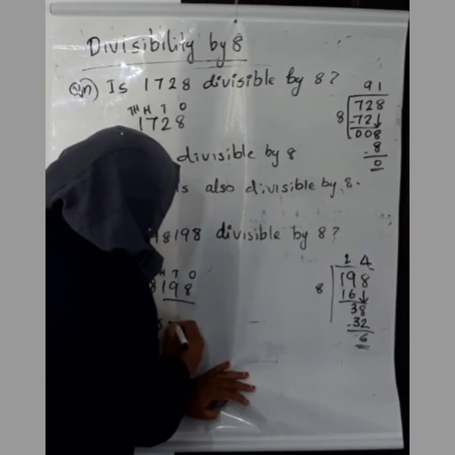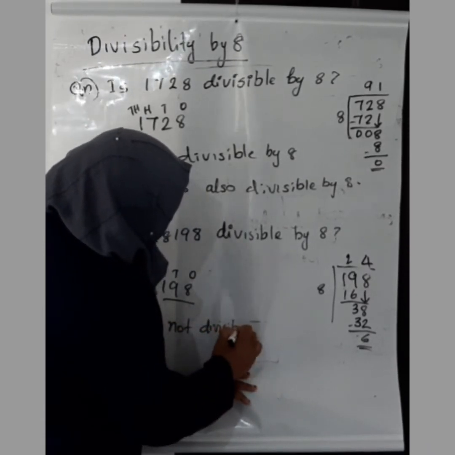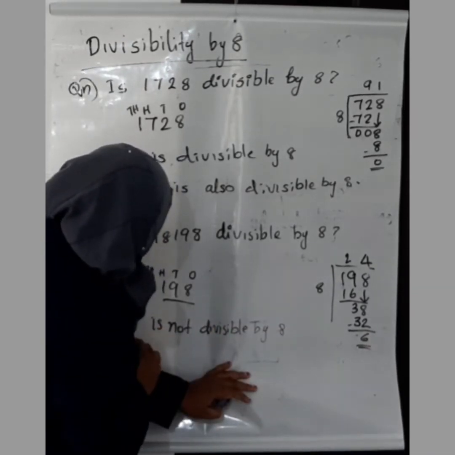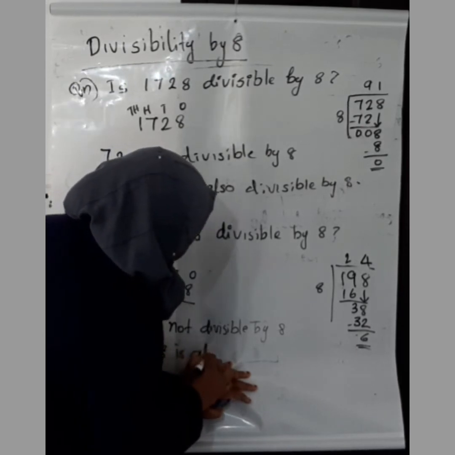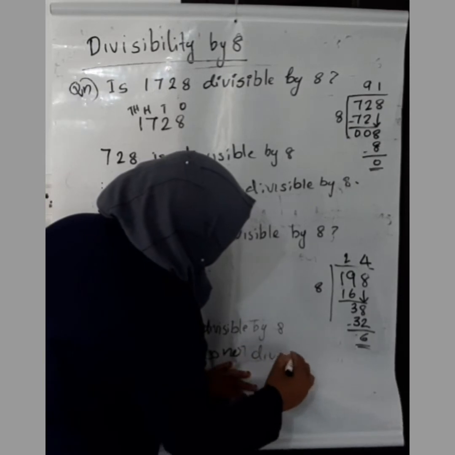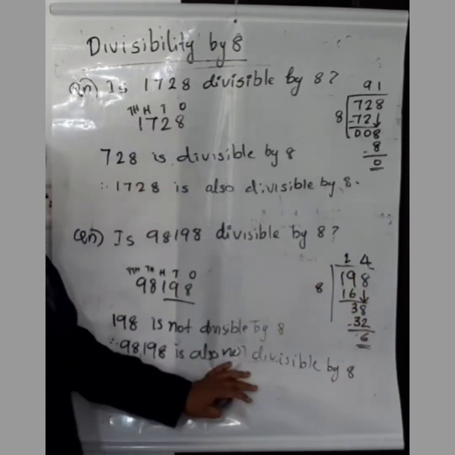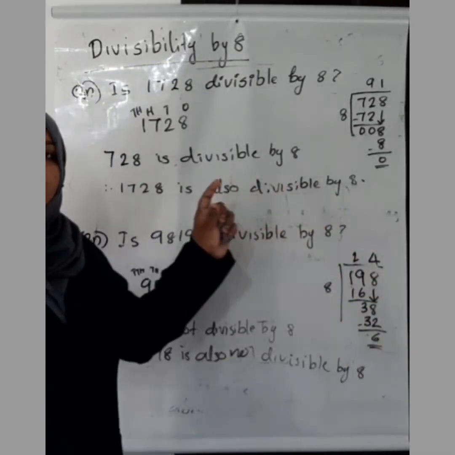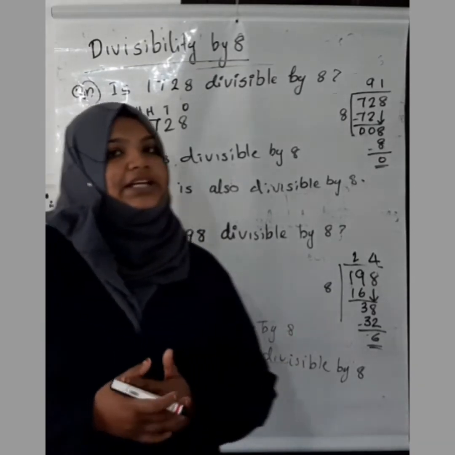198 is not divisible by 8. Therefore, 98,198 is also not divisible by 8. Isn't it? Here we have to get the remainder 0. Then only our number should be divisible by 8. So this is the divisibility test by 8.